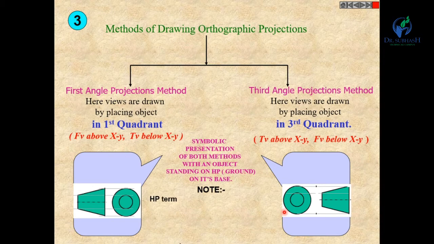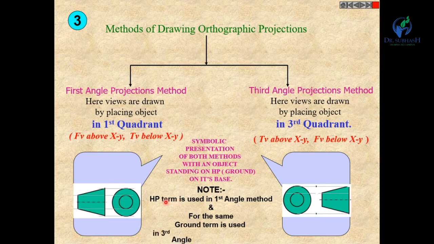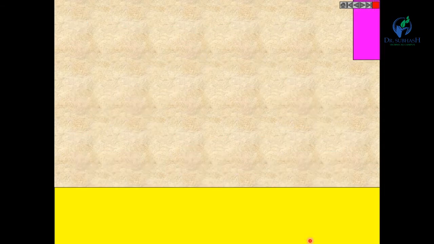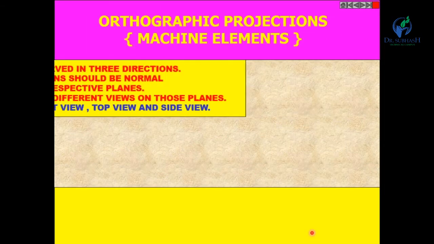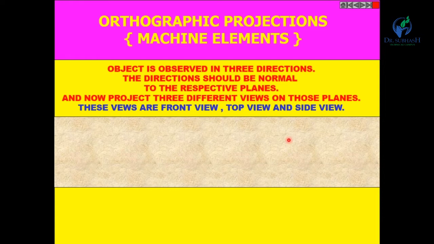So you have to remember the first angle projection method symbol and the third angle projection method symbol. One more thing I would like to add is that the term HP, the horizontal plane, is used in the first angle method, and for the same, the term ground is used in the third angle projection method. We will see in our next slide why the ground term is used in the third angle projection method.